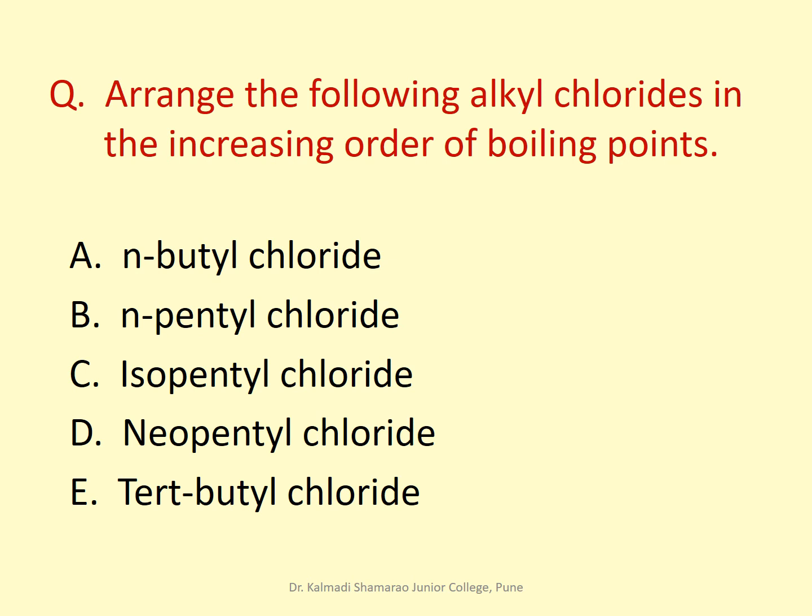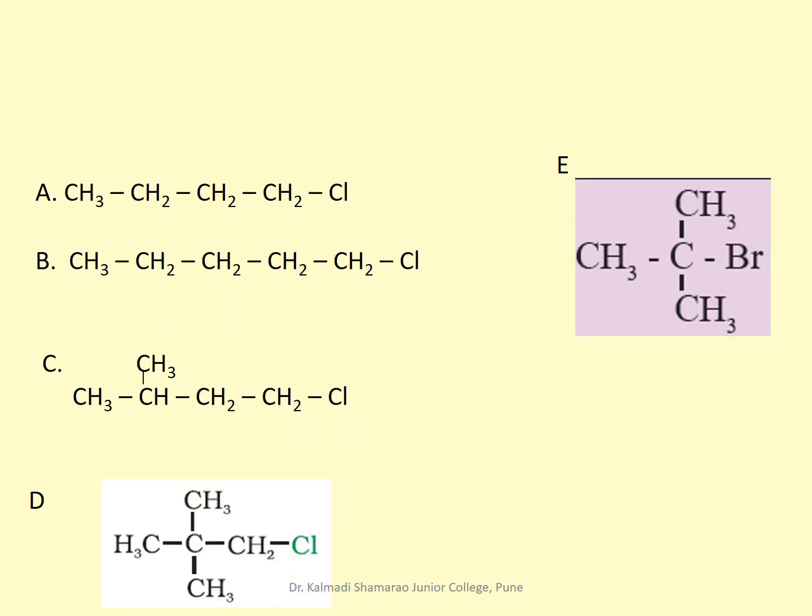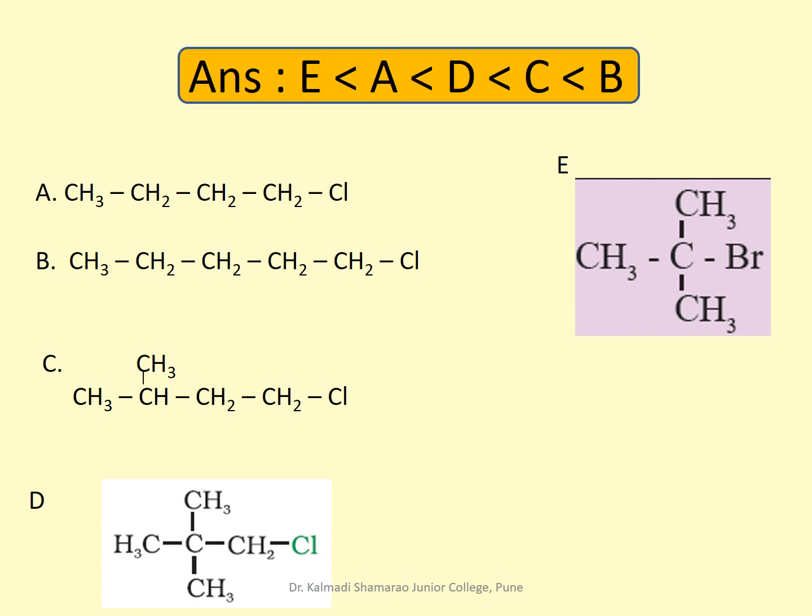More the number of branches, lower is the boiling point. Now I want you to pause the video, take your time to work out the solution and then check out for the answer. Okay, so these are the structures of the 5 compounds. And the answer is E less than A, less than D, less than C, less than B. Did you get a correct answer?